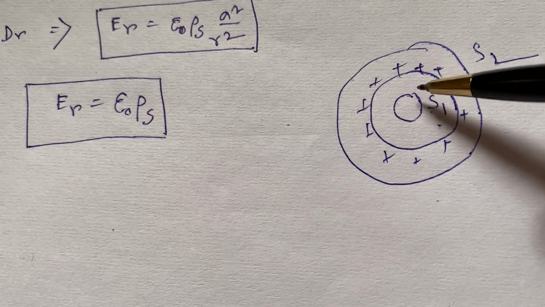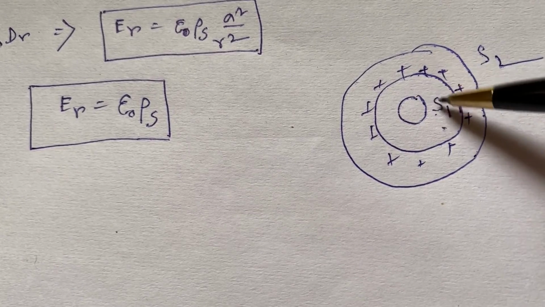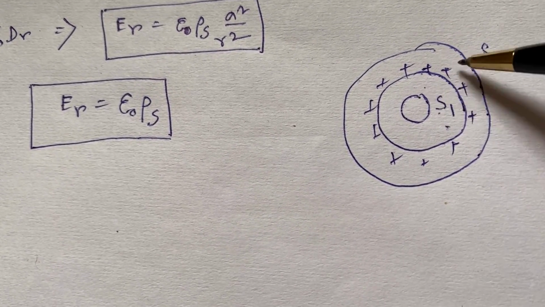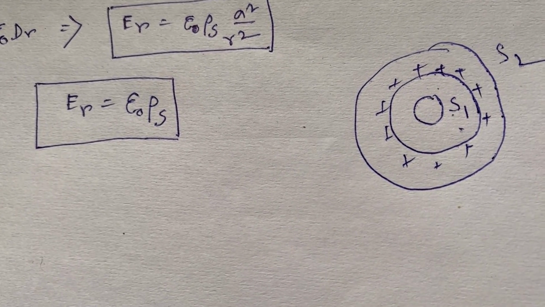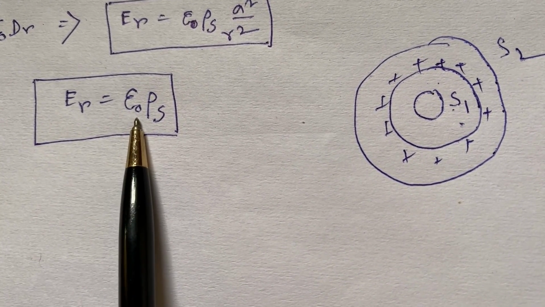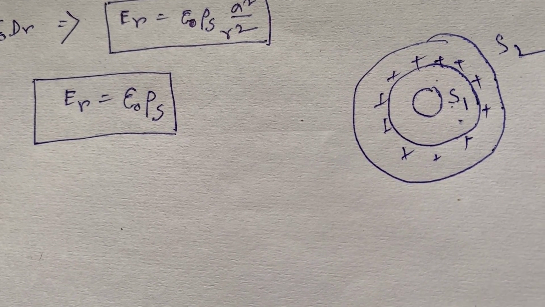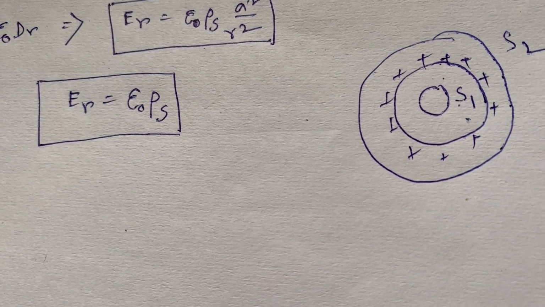So here is a discontinuity. When I am in this region inside this shell, I have zero field, and at the shell I have a very finite value of this electric field. So there is a discontinuity in the electric field. We will see this kind of discontinuity when we discuss boundary conditions.